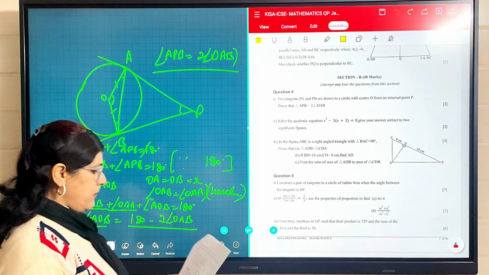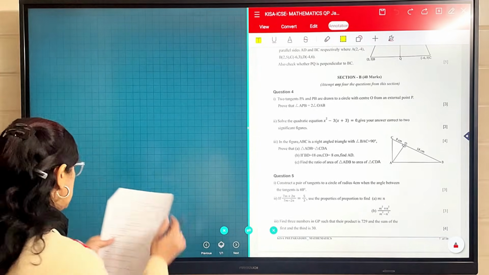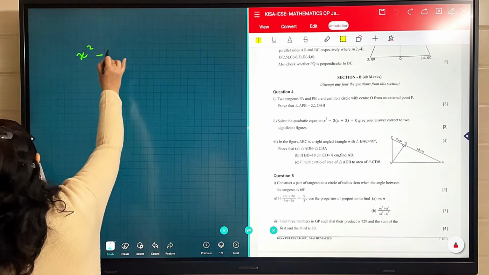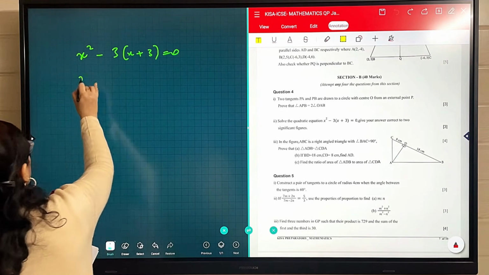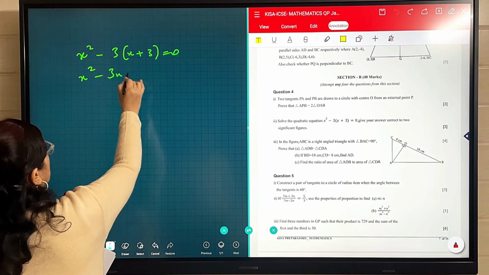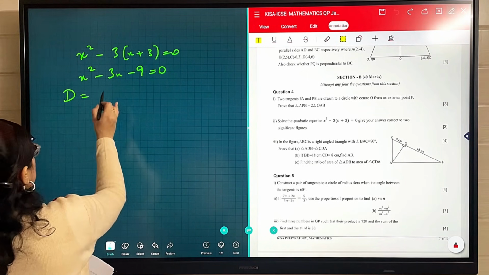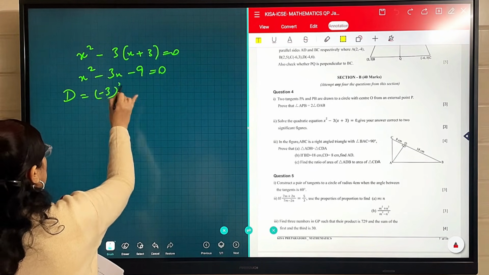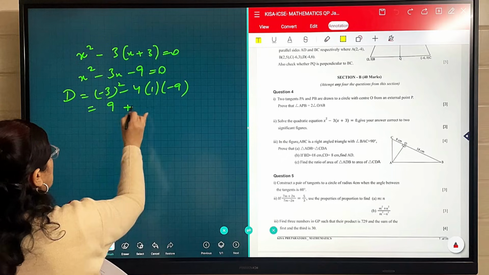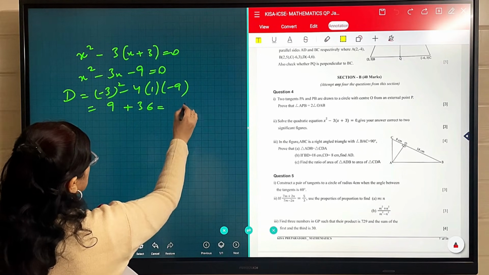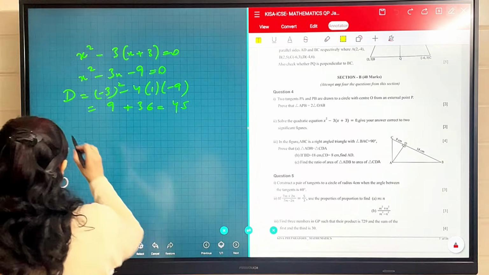Now coming to the second part, from the quadratic equation we have to give the answer correct up to two significant figures. This quadratic equation is x square minus 3x minus 9 equal to 0. First I will calculate D. The discriminant is b square minus 4ac, which is 3 square minus 4 into 1 into minus 9. So 3 square is 9 plus 36, which is 45. We need to find the value of root 45 from the given table.